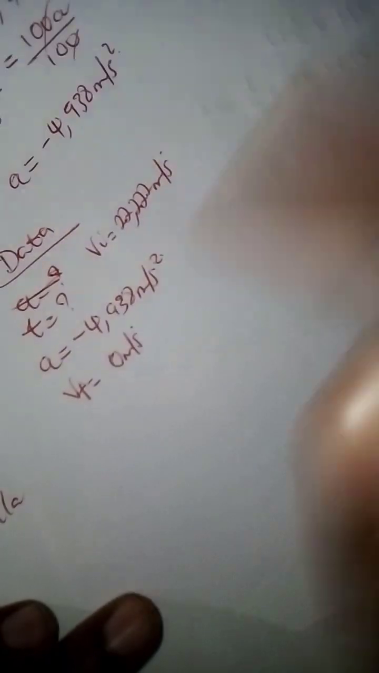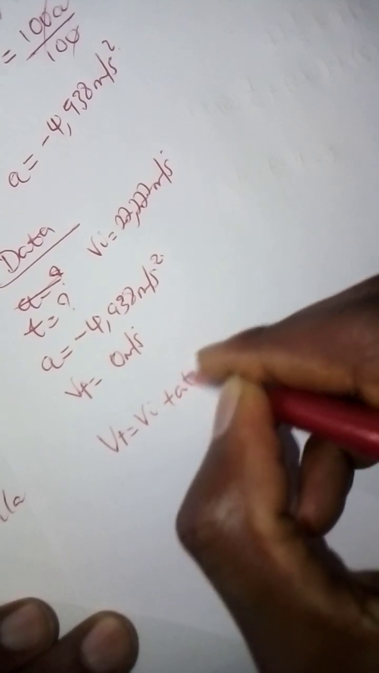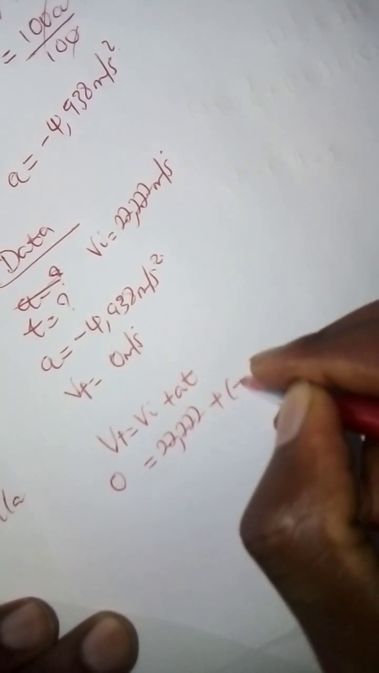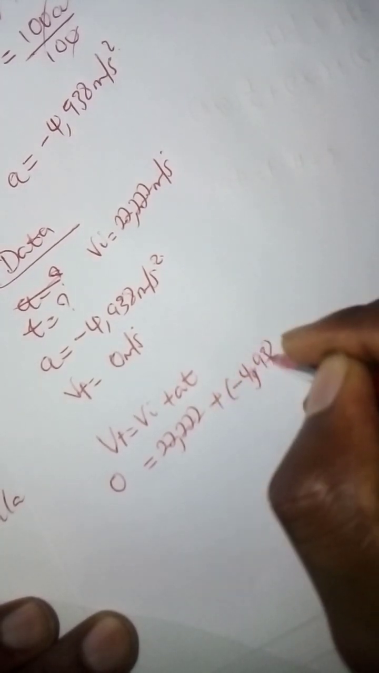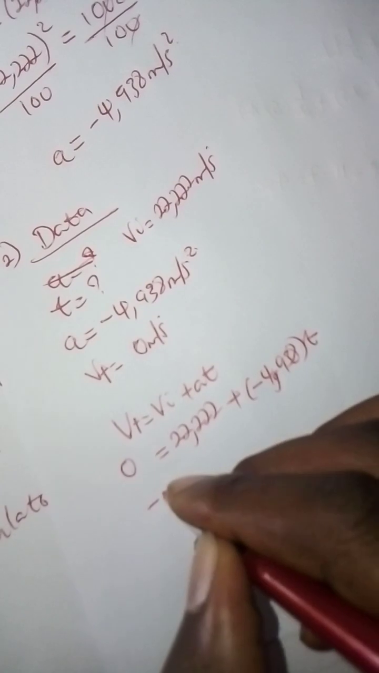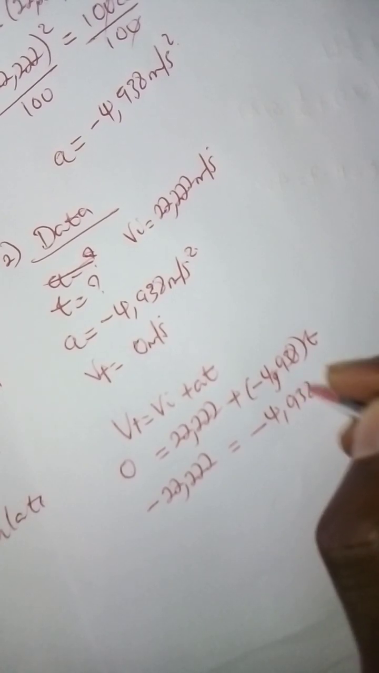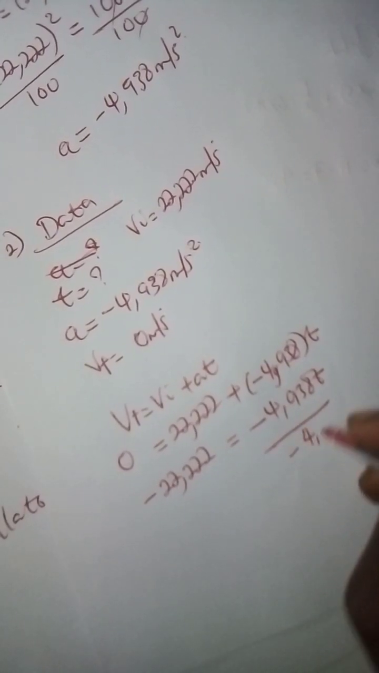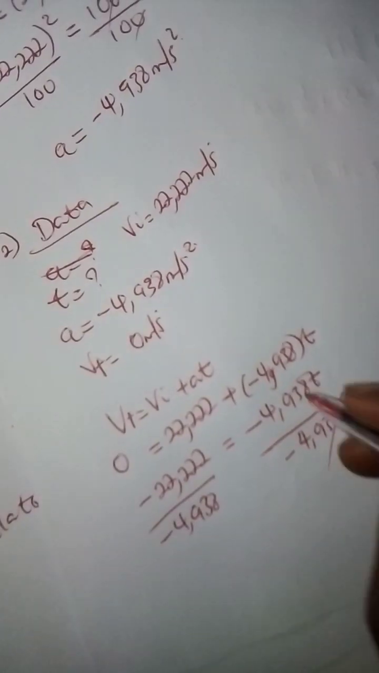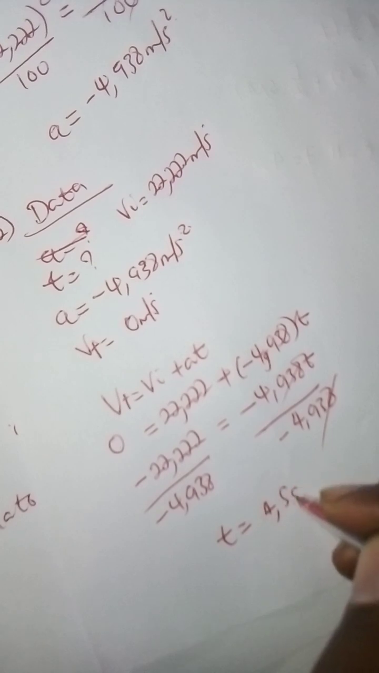So now this means that Vf is equal to V initial plus at. So it's 0 equals 22,222 plus negative 4,938 times t. So we bring this to the left hand side, therefore the sign changes. Now it becomes negative 22,22, which is equal to negative 4,938t. Divide both sides by negative 4,938, and these are going to cancel out. So now if you punch this on your calculator, it's going to give you 4,5 seconds.